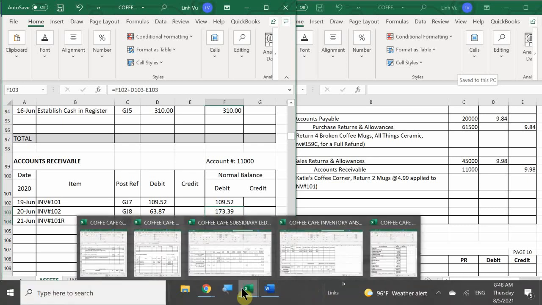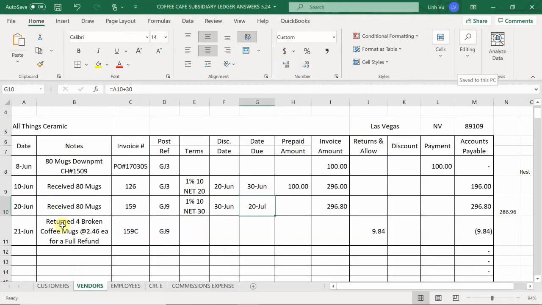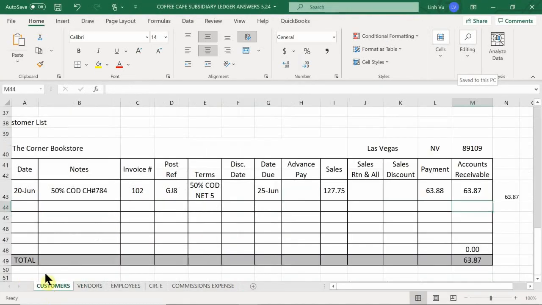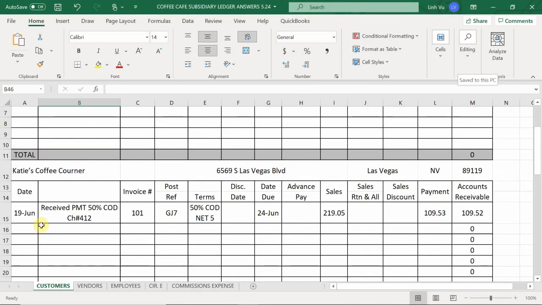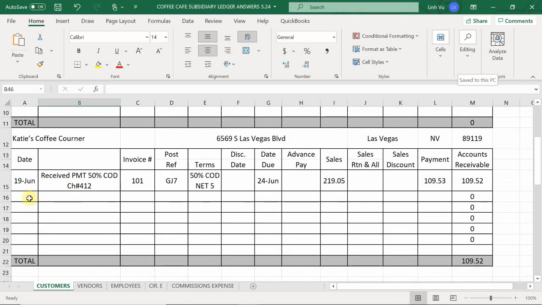And then next I went to the subsidiary ledger, into Katie's Coffee Corner under customers. I put the date. Refunded 2 mugs at $4.99. There I put 101R. Or I don't really necessarily have to put the R there, right? No, that's good. That's good.